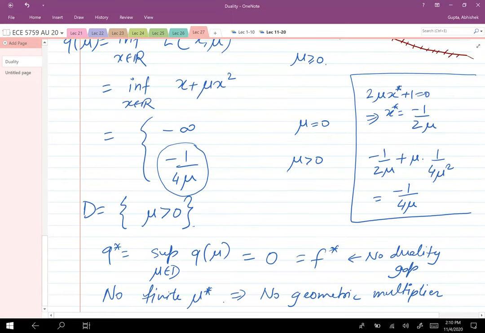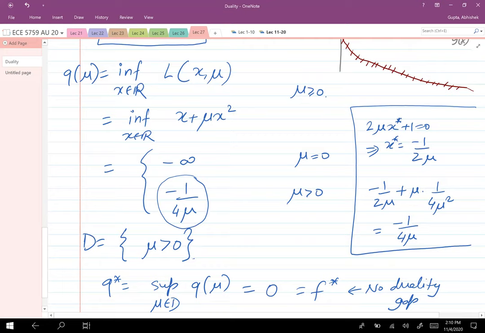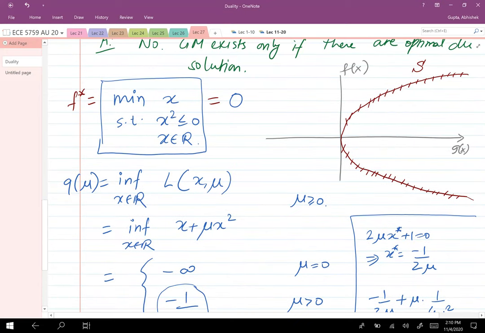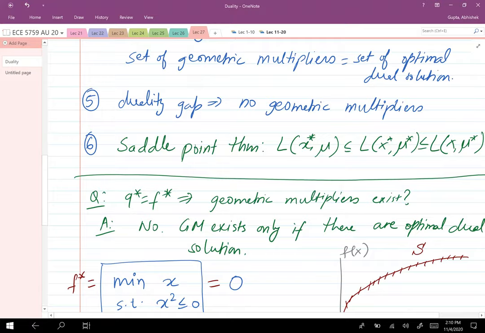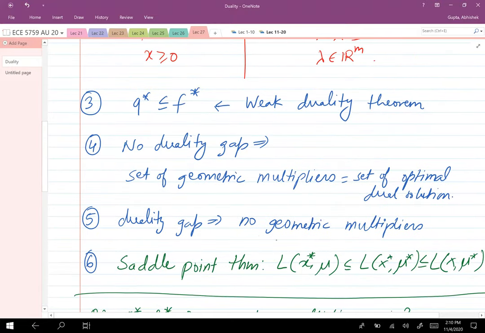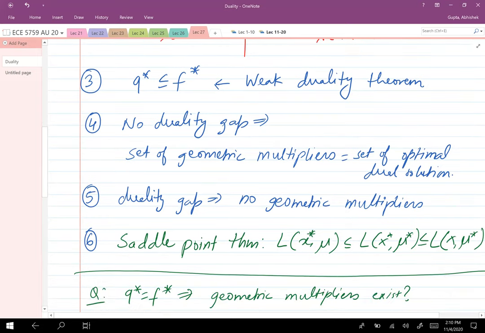Okay, I think this answers the question that was raised in the previous class. We have considered several situations, one in which there is a duality gap. In that case, obviously there is no geometric multiplier. We have seen situations where there is no duality gap and you can compute the optimal dual solution, so there is a geometric multiplier in that case. And we have seen a situation where there is no duality gap, but there is no optimal dual solution. Therefore, the set of geometric multipliers is empty.